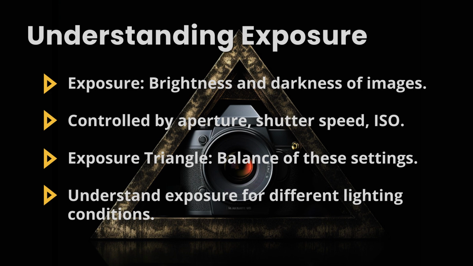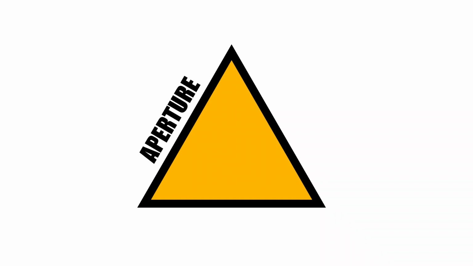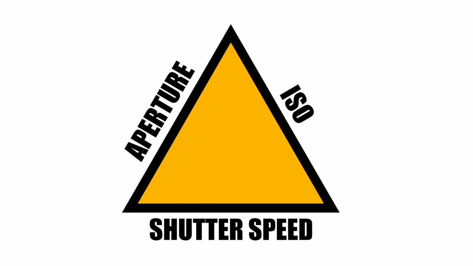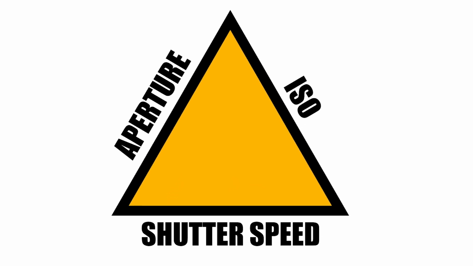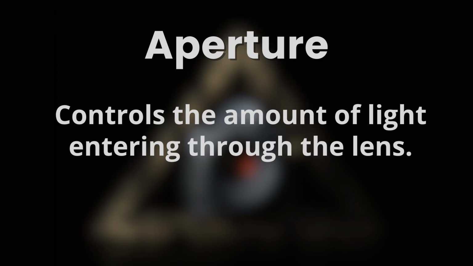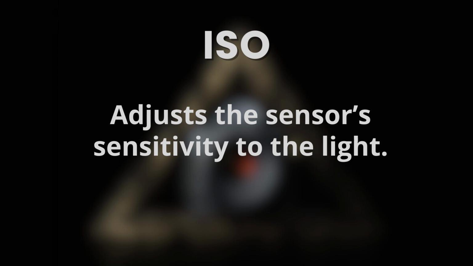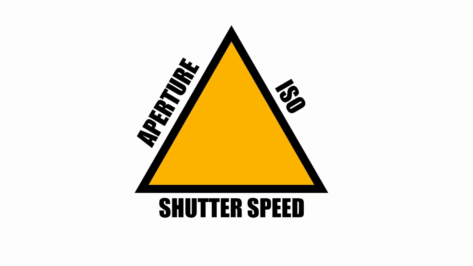Exposure is controlled by three key settings. That's aperture, shutter speed, and ISO. And these three settings form what we call the exposure triangle. And each of these three settings plays a really unique role in the triangle. Now, aperture controls the amount of light entering the lens. Shutter speed controls how long the camera's sensor is exposed to the light, and ISO adjusts the sensor's sensitivity to light. Now, there are more precise technical explanations for these settings, but it's useful to think of them in these kind of simple ways.